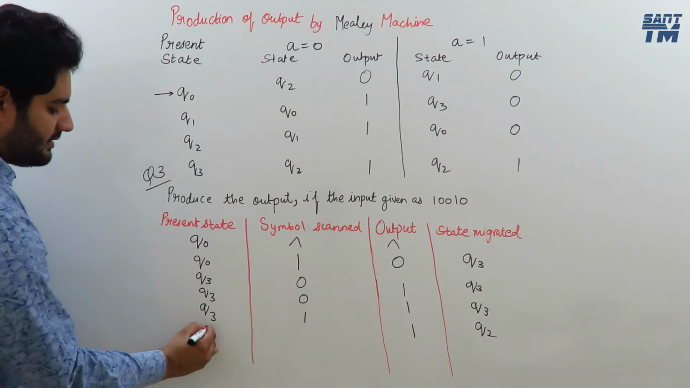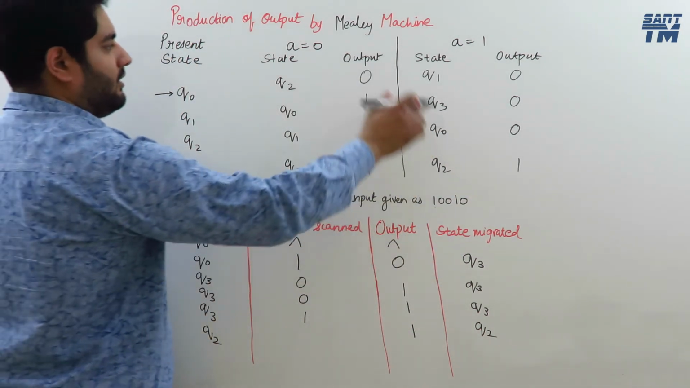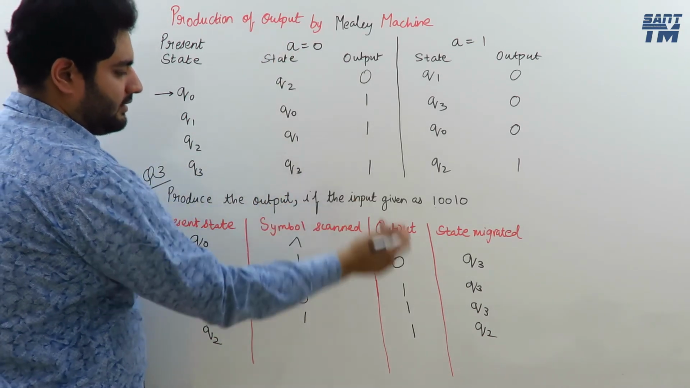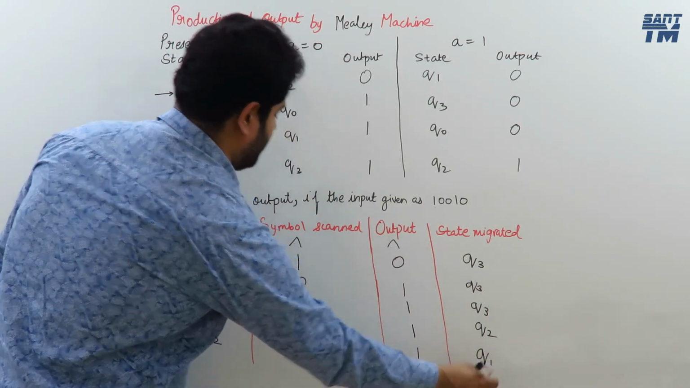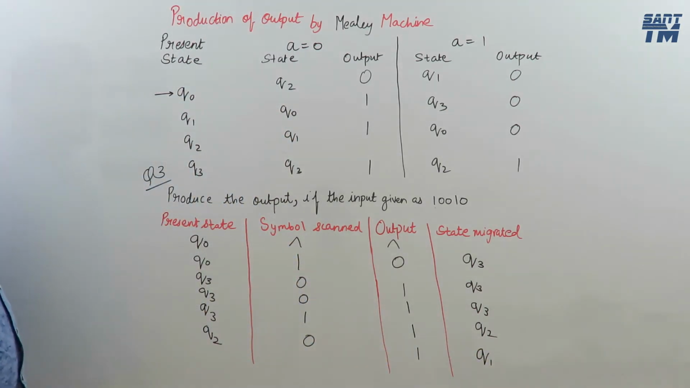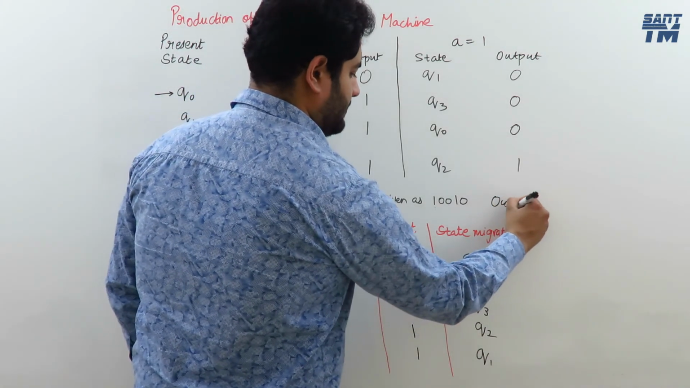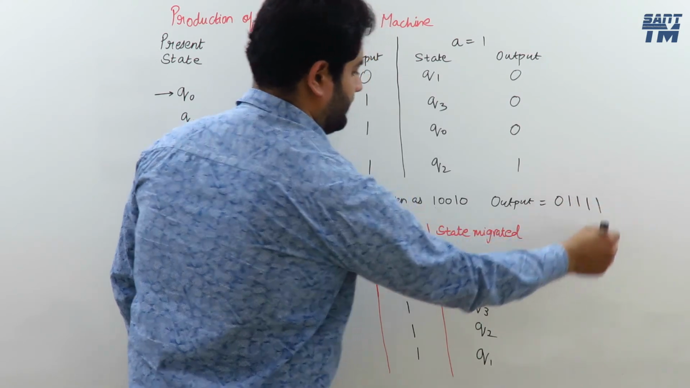Then our present state is Q2. Now again 0, Q2 on 0 gives Q1 and output 1. So the whole string is processed and the output collected is 0, 1, 1, 1, 1.